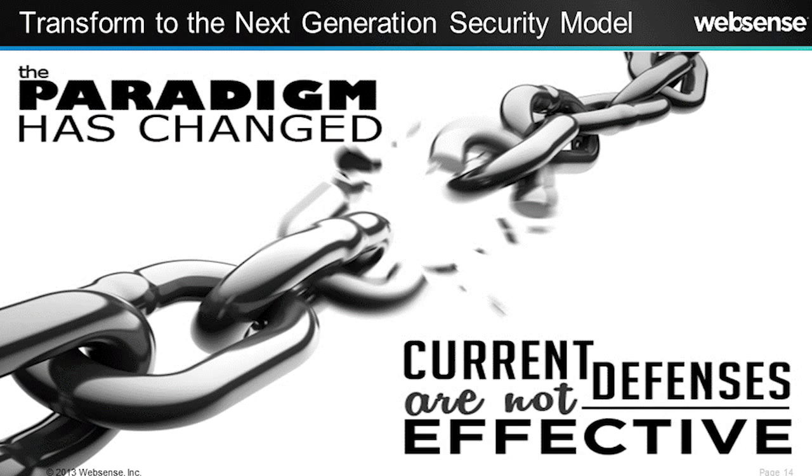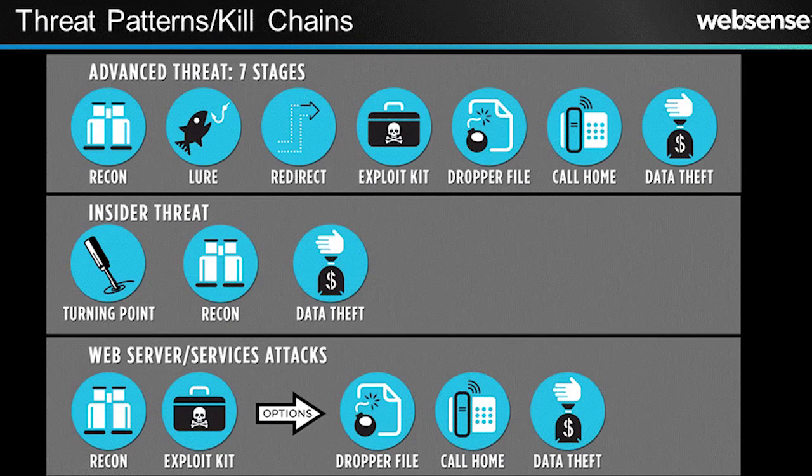So we have to move to the next generation security model. And some of this is looking at threat patterns and kill chains. I haven't departed from my 7 stages. What I've done is added some more of what I talked about with the insider. There's always a turning point for your insider. Again, that's that bad review, and I'm just using this as an example. That bad review. You don't love me. You didn't give me the promotion. You don't value me, that whole thing.